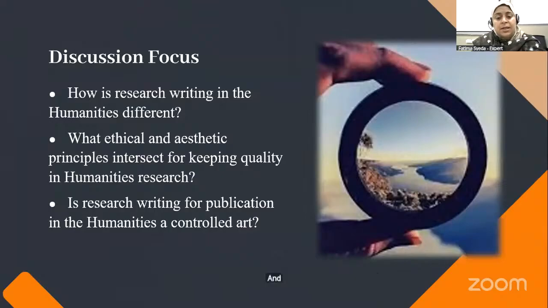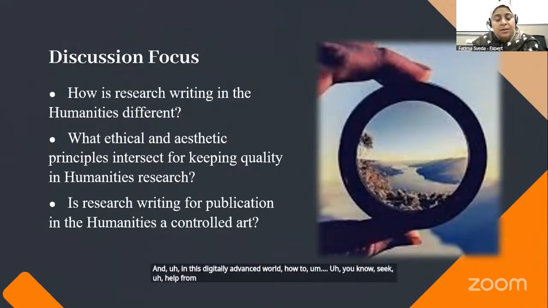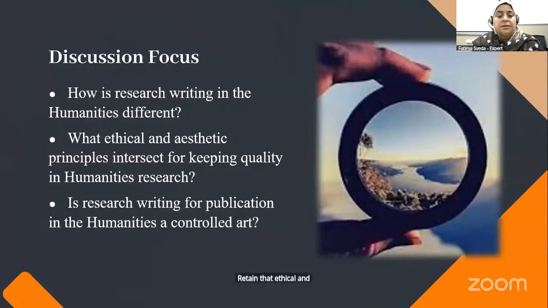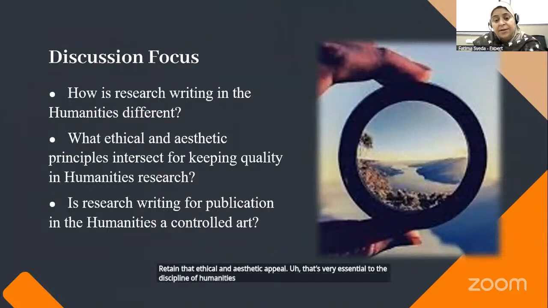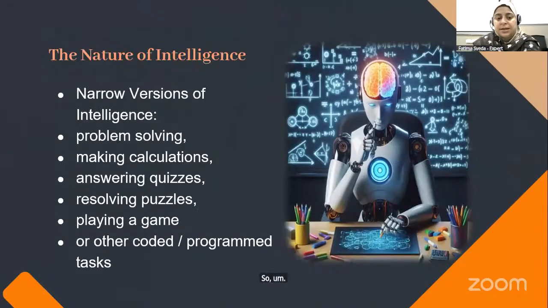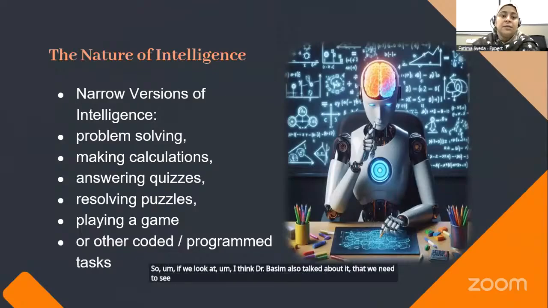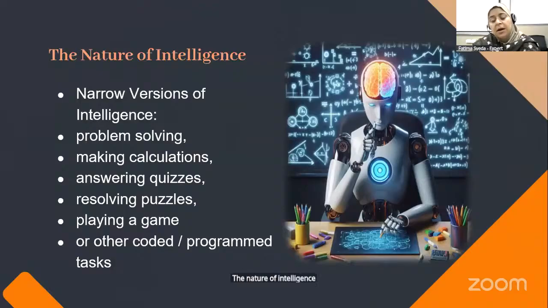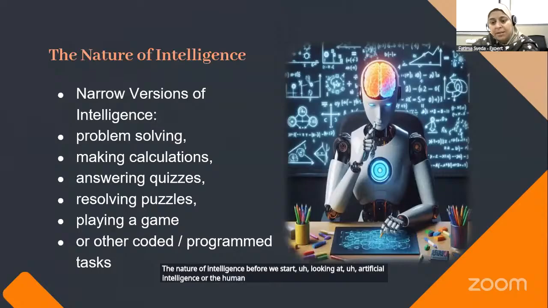And in this digitally advanced world, how do we seek help from these digital tools and at the same time retain that ethical and aesthetic appeal that's very essential to the discipline of humanities, again in general, and to literature in specific? I think Dr. Wasim also talked about it, that we need to look at the nature of intelligence before we start looking at artificial intelligence or human intelligence or the comparison of the two.